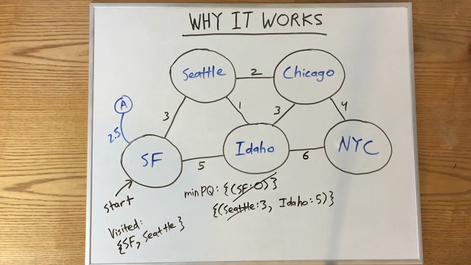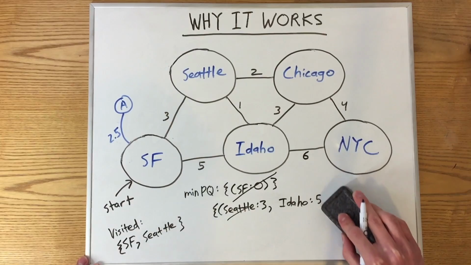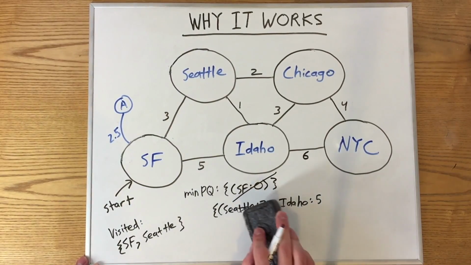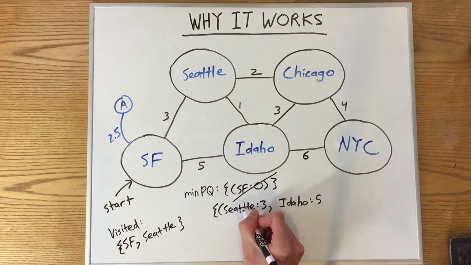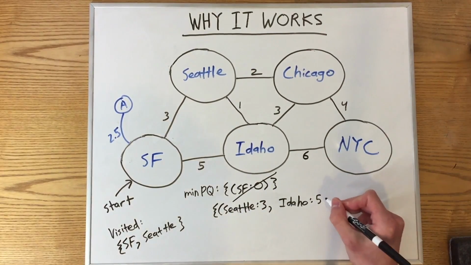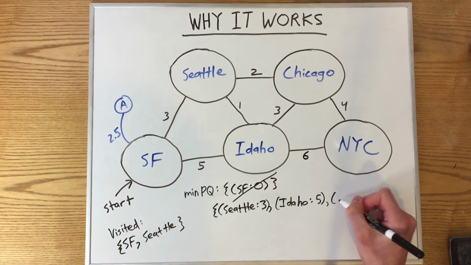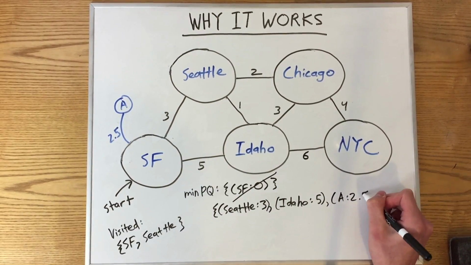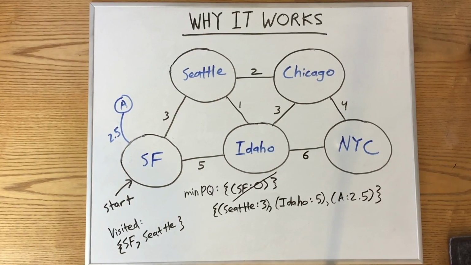Okay. So let's erase this min PQ. This step would still be about the same. We wouldn't remove Seattle just yet, but its priority would still be 3 the first time we add it. And then we would also add 5. So this is one entry, this is another entry, and then A is a distance of 2.5 away from SF. Alright, so we got these 3 entries now. Notice that since A is the smallest entry, then we remove A, so we know we've found the shortest path to A.